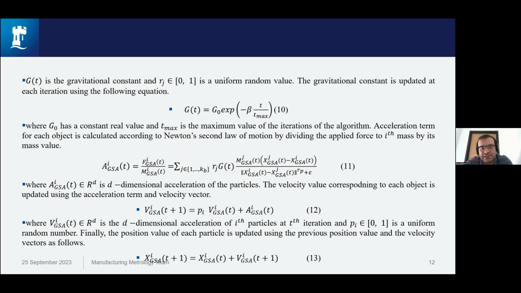We have acceleration terms which are proportional to forces between the masses, and a mass with a higher mass value can absorb the other smaller masses. Then we have velocity according to acceleration, and then we have position according to velocity. In this way, all of the masses scan the whole problem space, and then the optimal values for the unknowns of the problem are obtained using this method.